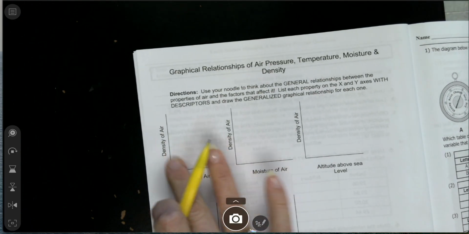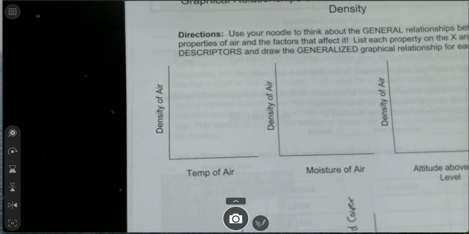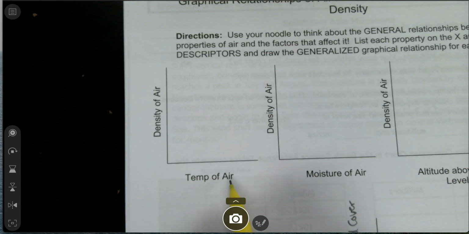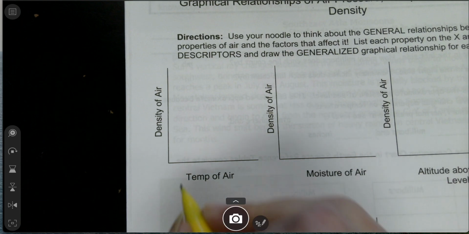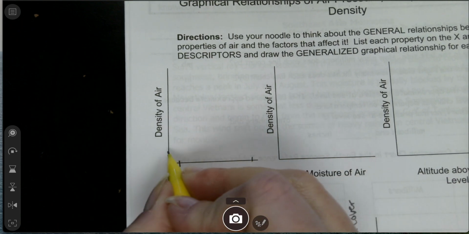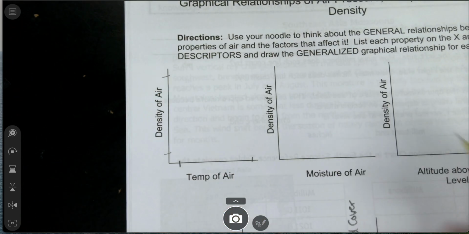All right, so let's do this first one together. So we're going to focus in on that. All right, so temperature of the air. Remember that we need to give generalized adjectives to the temperature of the air. We're also going to give generalized adjectives to the density of the air.